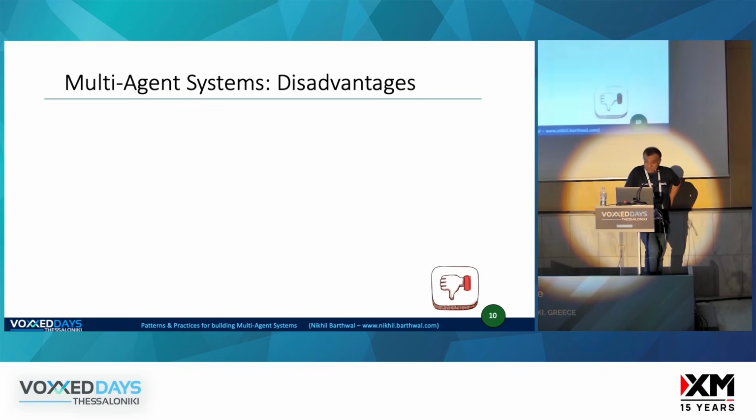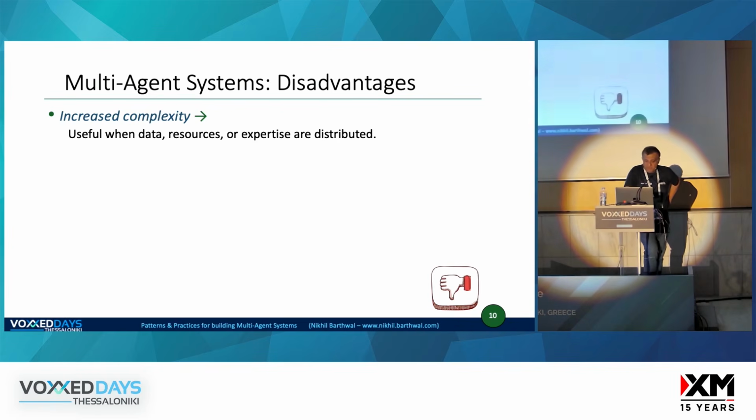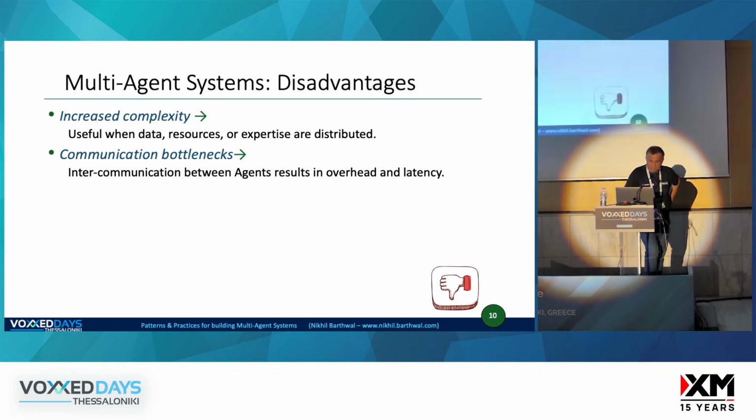You also have disadvantages, right? You're talking about multi-agent systems. Now you have increased complexity. Everything is distributed. I think that line got copied from the previous slide. Sorry, I'll fix it later on. But you have increased complexity. Now you have to deal with shared memory. You have to deal with shared resources. You have more communication overhead, communication bottlenecks between agents that will increase the latency, overhead, etc.